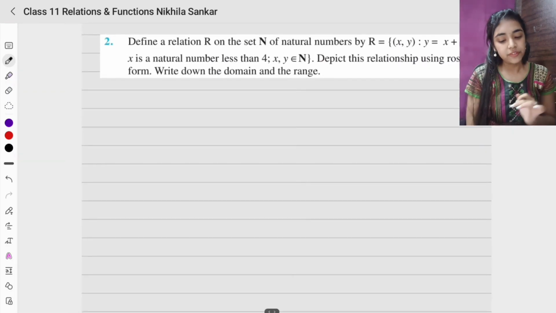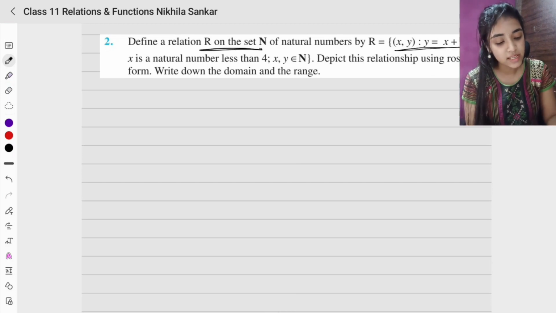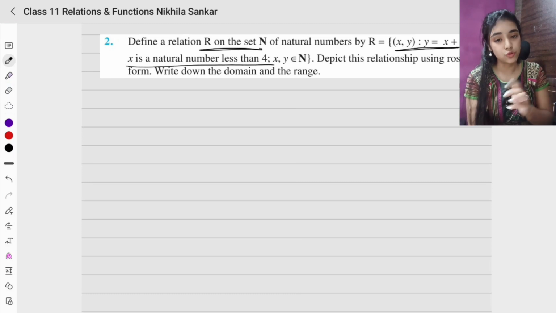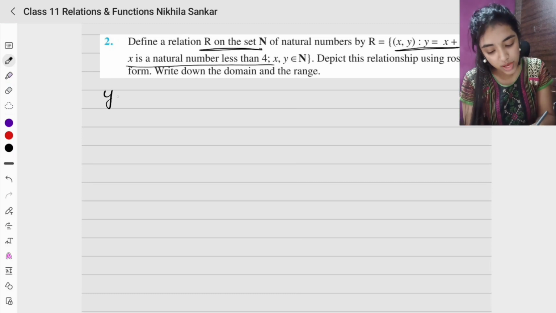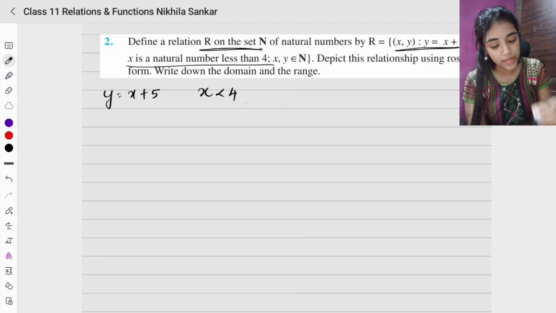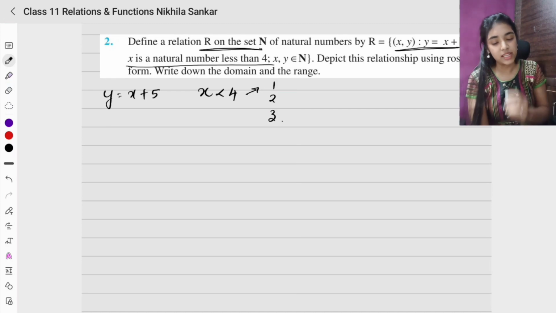Question number 2. Define a relation R on the set N of natural numbers. So R is defined on natural numbers such that (x, y) where y equals x plus 5 and x is a natural number less than 4. So you have two different conditions. You have a relation between x and y. y equals x plus 5, and x is a natural number which is less than 4, not equal to 4. So what values will x take? x is going to take 1, 2 and 3. Natural numbers start from 1 and it is less than 4.